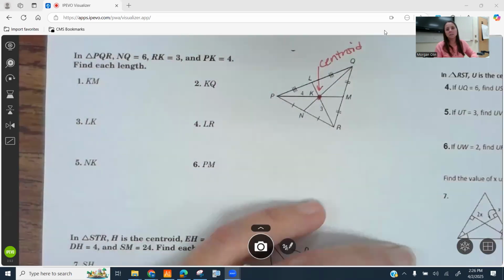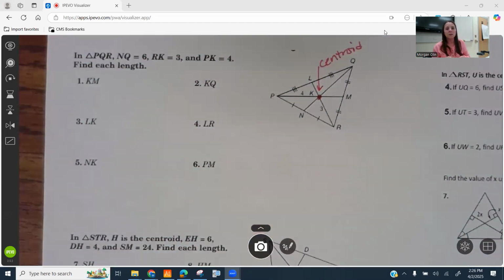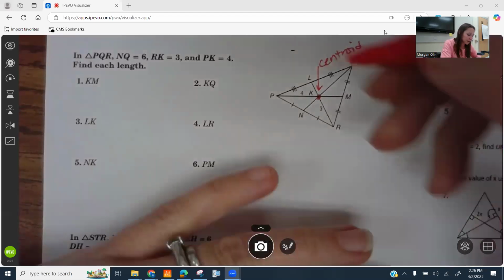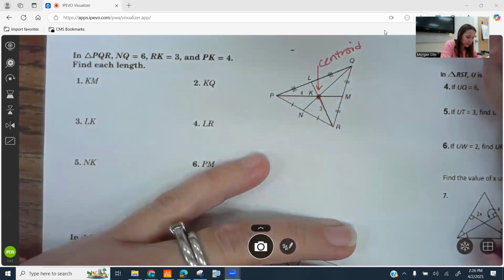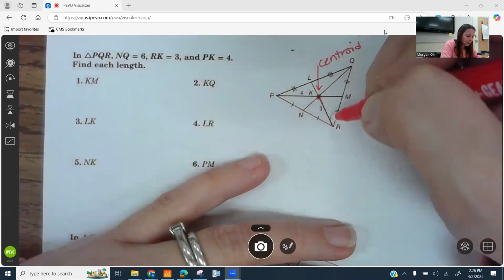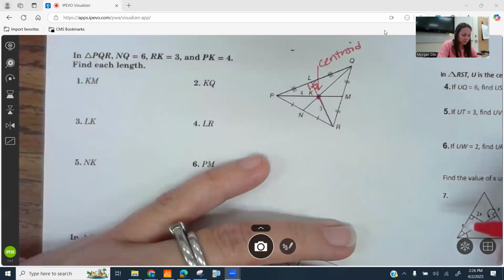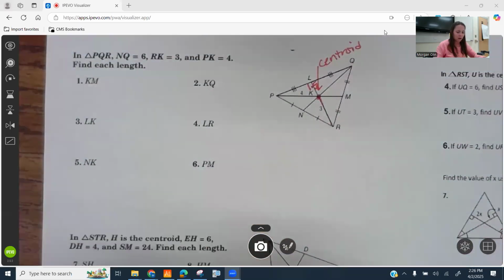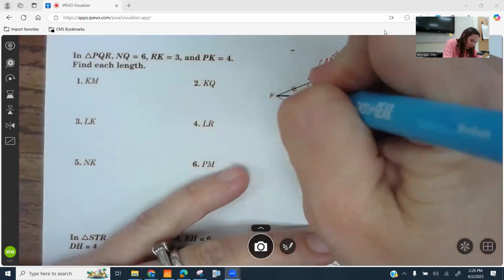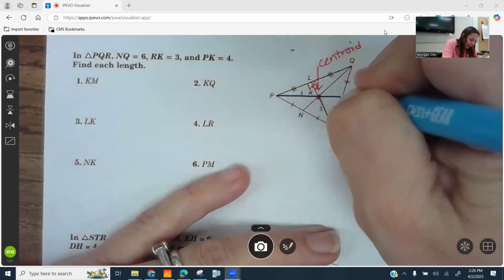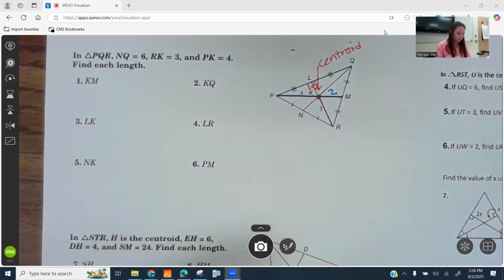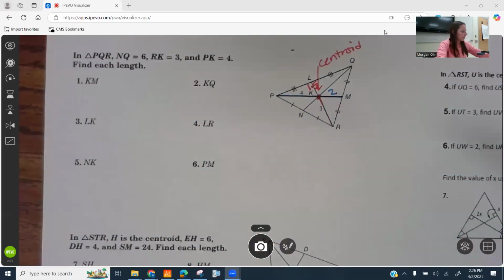Well, what happens with a centroid? Well, this one, we can figure out all those segments on the inside. Remember, if this segment is 3, notice this is the longer segment because it comes from a vertex. If we take half of it, 1.5, then I have that segment. All right, same thing here. This is the longer segment, 4. So what do I know? Well, I can figure out MK is half of that. That's 2. All right, and then let me get a different color over here.